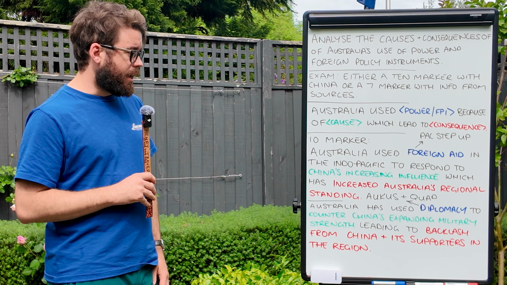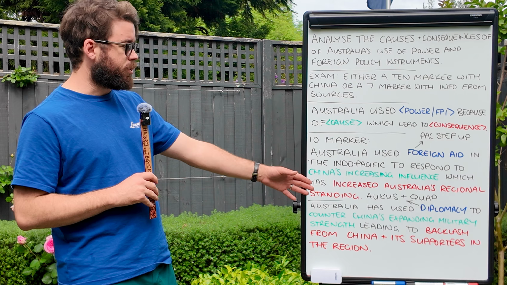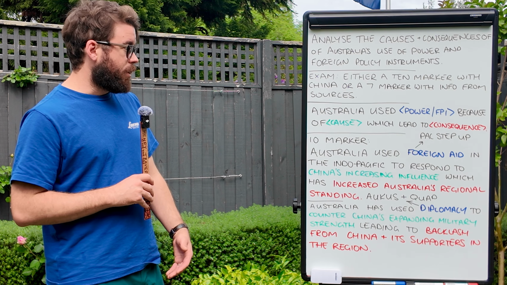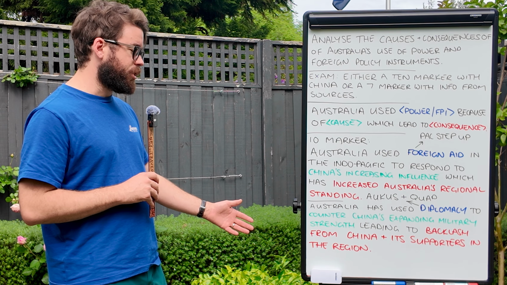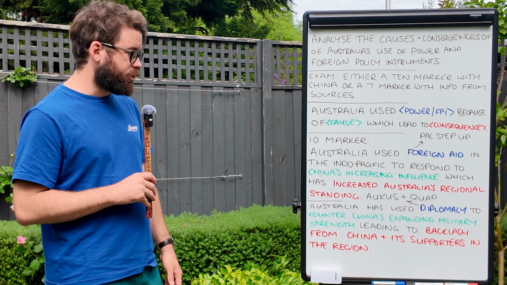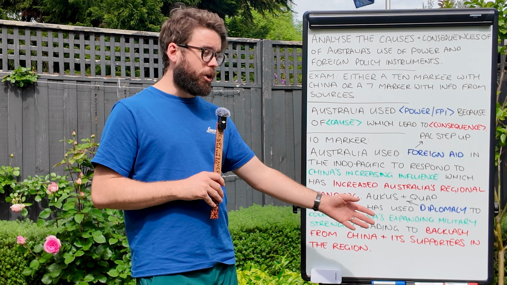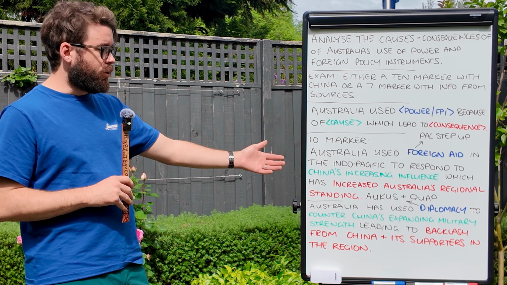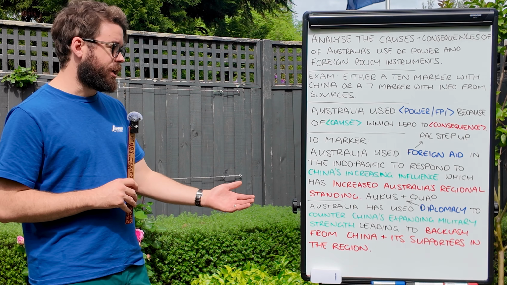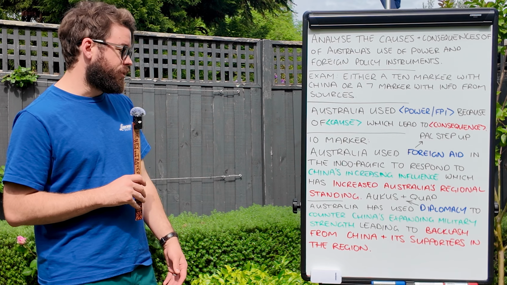A second sentence that could help you get started here is that Australia has used diplomacy, which is our foreign policy instrument, to counter China's expanding military strength, leading to backlash from China and its supporters in the region. So for that, we would use AUKUS and the Quad. So Australia has used diplomacy, specifically AUKUS and the Quad, to counter China's expanding military strength, leading to backlash from China and its supporters in the region.